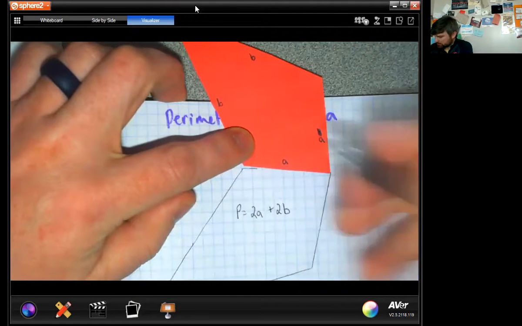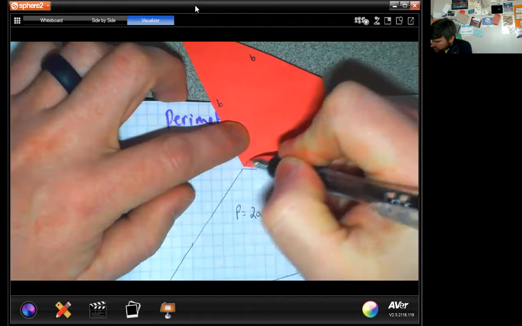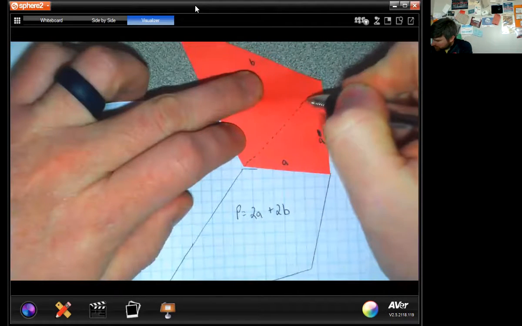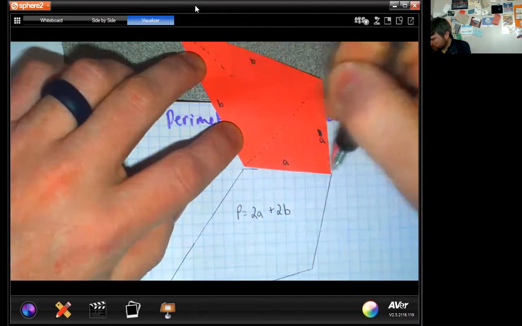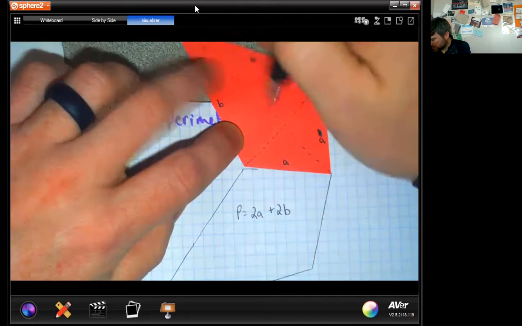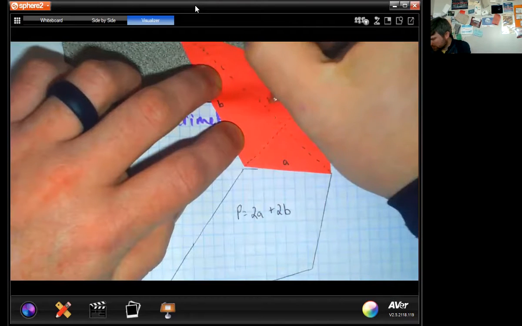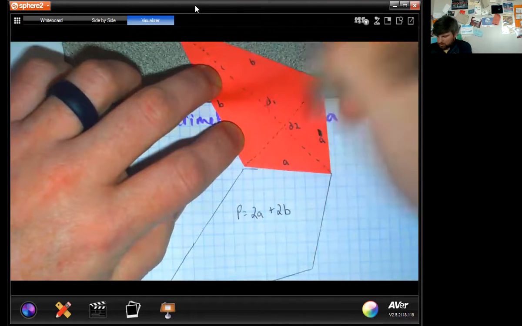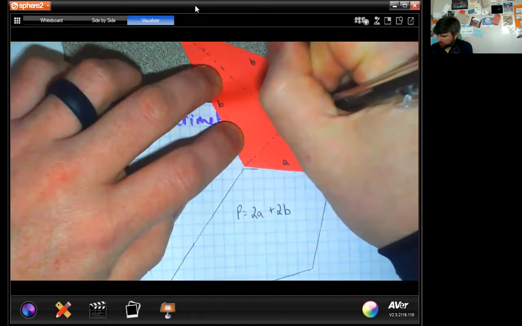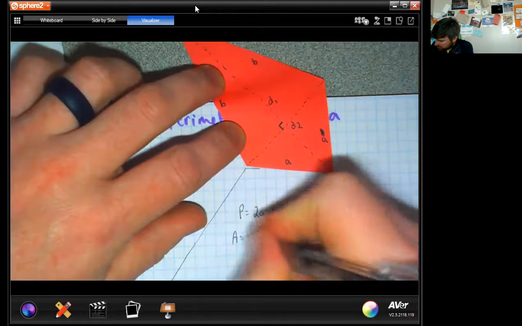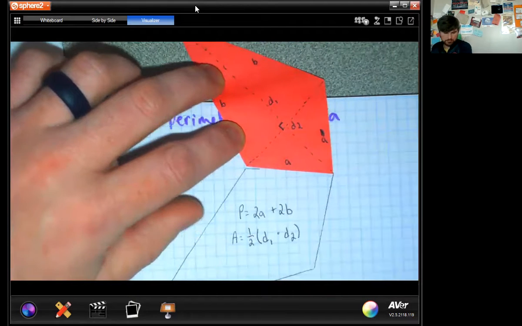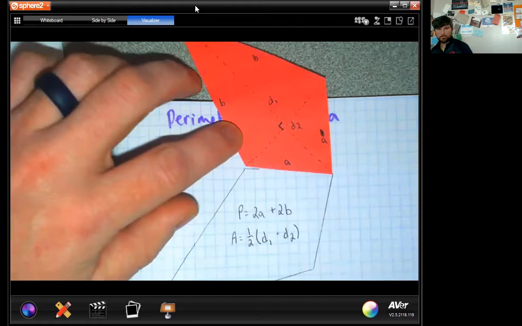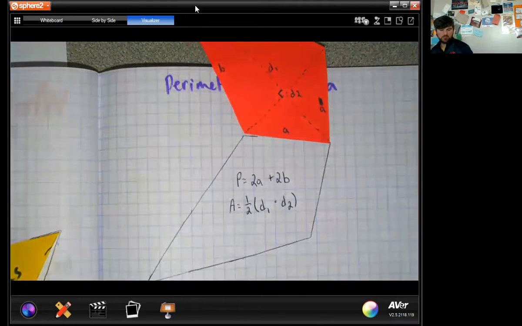And with this one, we will use the diagonals to figure out the area, kind of like the rhombus. We use the diagonals in the rhombus to find the area. So we'll say this might be D1 and this will be D2, and they are perpendicular diagonals. So your area is 1/2 D1 times D2. Okay, which is the same formula that you can use for the rhombus.